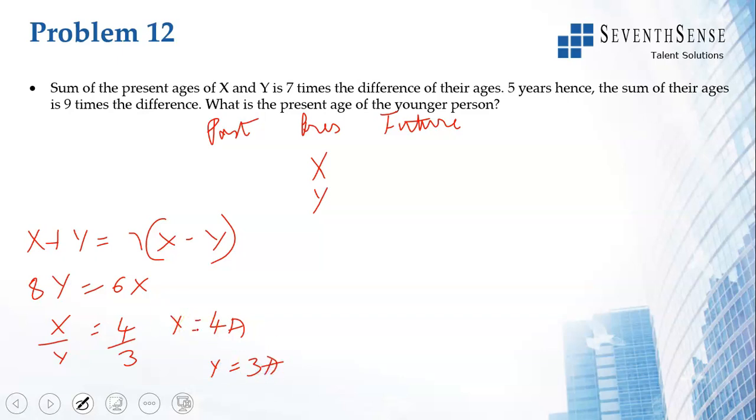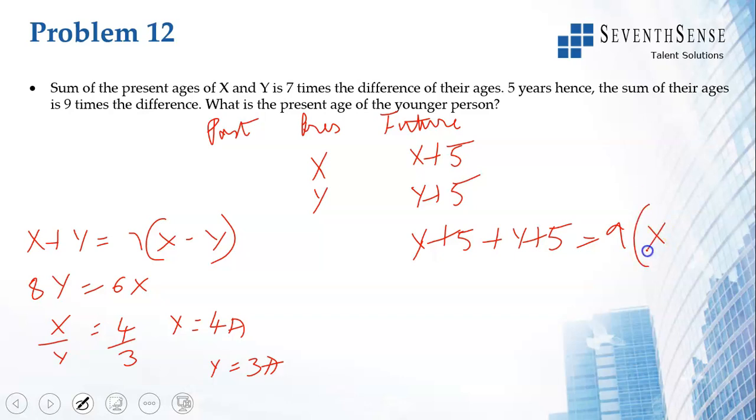Now in the future, a is a number which is unknown for now. 5 years hence, this will be x plus 5, this will be y plus 5. 5 years hence, the sum of their ages, x plus 5 plus y plus 5, is 9 times the difference. So 9 times x minus y, or 9 times x plus 5 minus y plus 5 will be the same. Both are the same, these two are equivalent. Difference will remain the same, right?